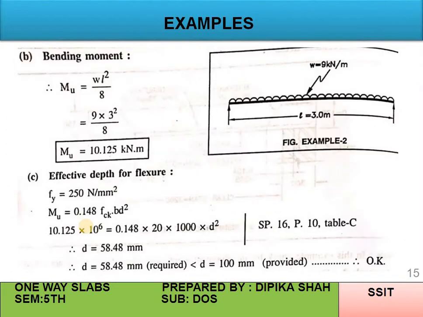Now we will find the bending moment. For finding the bending moment, here L is 3 meters and W is 9 kN per meter. So our Mu will be WL square by 8. You take 9 as W and L as 3. So our Mu is 10.125 kN meter.